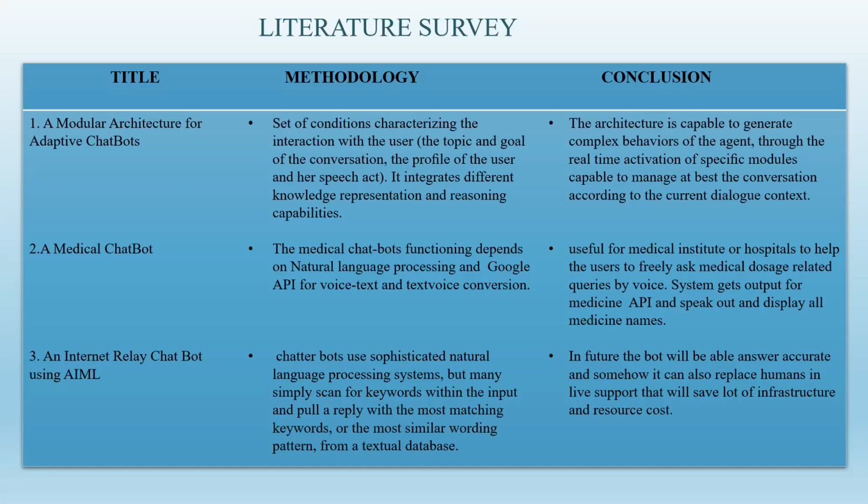Next, coming to the next paper, that is an internet relay chatbot using AI/ML. In this, a chatterbot uses a sophisticated natural language processing system, and the system also recognizes suspicious activity performed in public places. The system will work in real time. In the future, the bot will be able to answer accurately, and somehow it can also replace humans in live support, which will save a lot of infrastructure and resource cost.